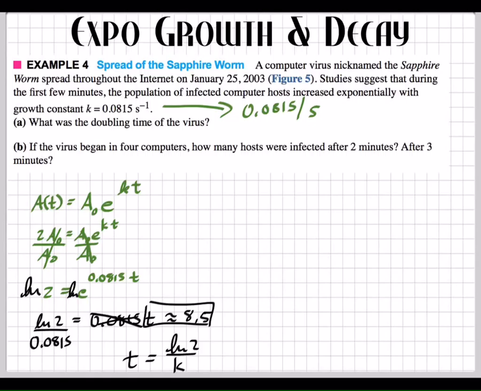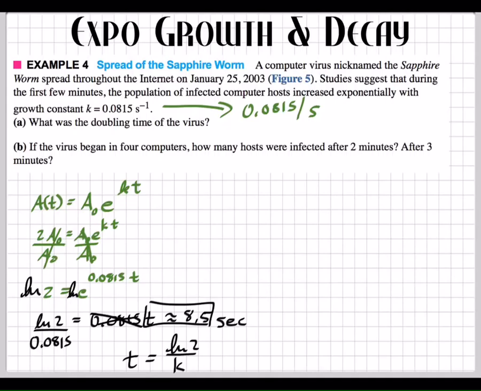The next question says, if the virus were to begin in 4 computers, how many hosts were infected after 2 minutes? So wait, that means this is minutes, right? We're in minutes right there? I think it says it. Oh, wait a second. We have a unit problem here. Is this supposed to be seconds or is this supposed to be minutes? That's seconds. Right? That's what this S was right here. It's per second. Okay. So how are we going to figure out after 2 minutes?